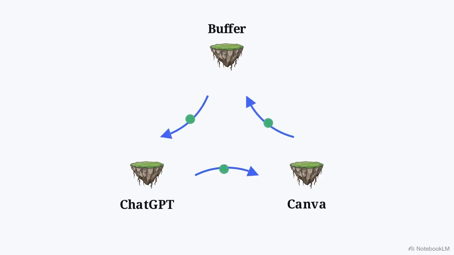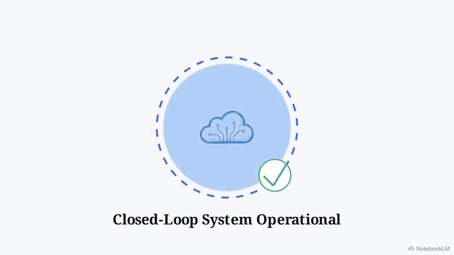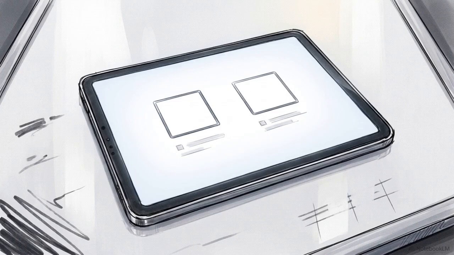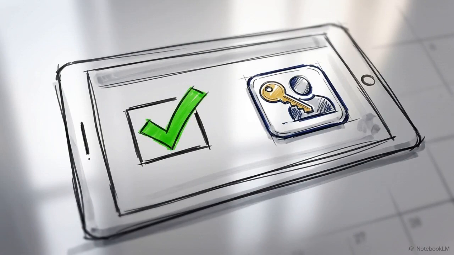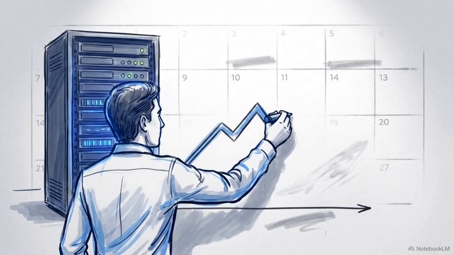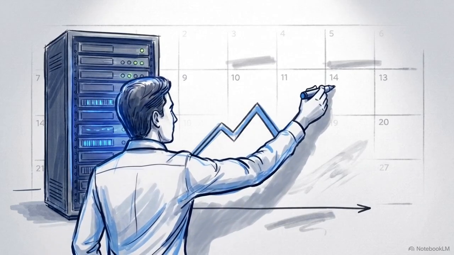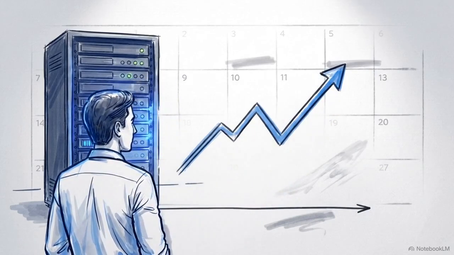This requires linking 3 specific platforms: Buffer for scheduling, ChatGPT for text generation, and Canva for visual design. Before you connect these tools, you need 2 prerequisites in place. First, you need to initiate a Buffer 14-day trial. Second, you must have the administrative rights to your social media accounts. Solving the problem of inconsistent marketing requires engineering an autonomous system to handle the delivery, allowing you to dedicate your time to growing your business.